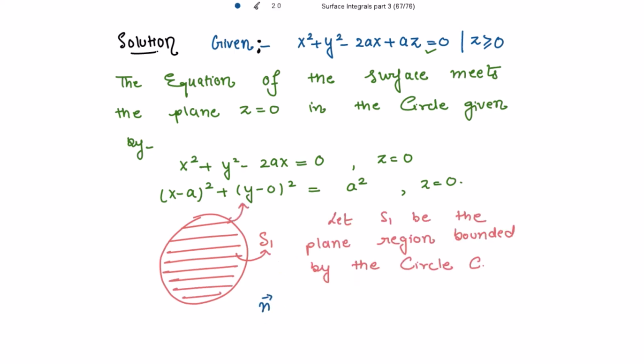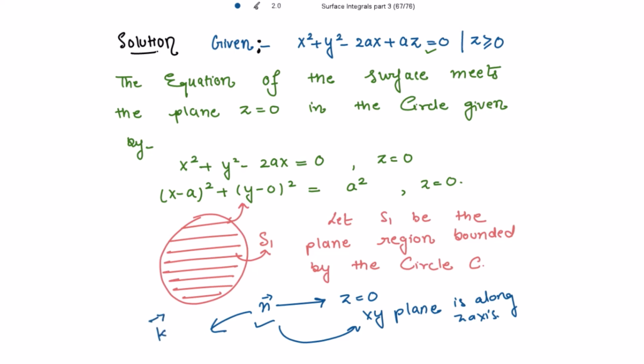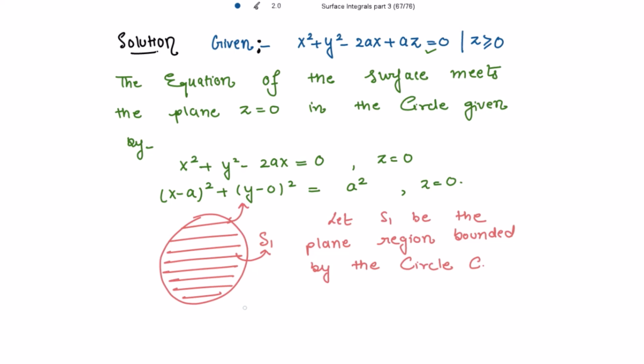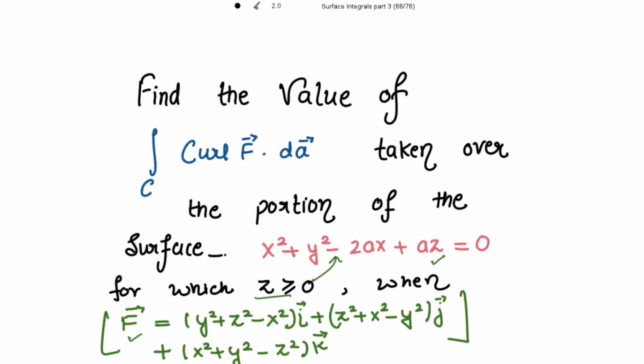And what about the unit vector which is normal to the plane z equal to 0? The z equal to 0 plane means the xy plane, and the unit vector normal to this xy plane is along the z axis. So we take this n vector to be k vector. Yes? Okay. So let's write this. Since a unit vector normal to the plane z equal to 0 is along the z axis, that is k vector, therefore we take n vector equal to k vector. Because we need to evaluate this integral, we need the curl of f vector.